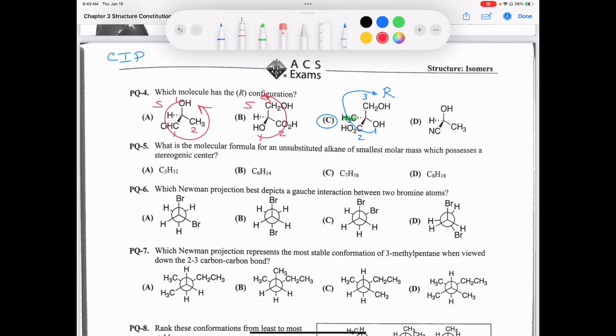And then in the last one, D, we go from 1, where alcohol is, over to 2, where nitrile is, 3, the methyl group, hydrogen's in the back. And so this is an S compound. So the answer is going to be C.